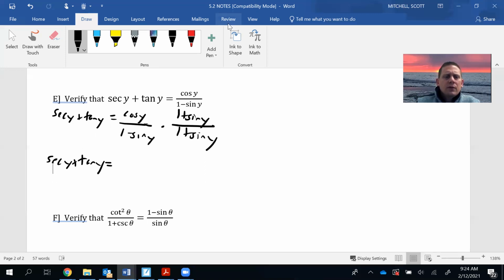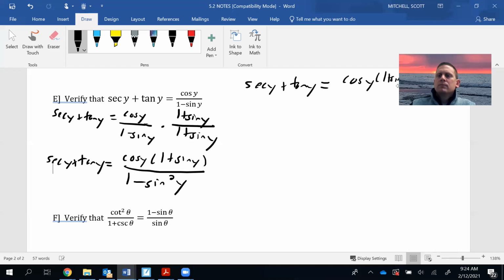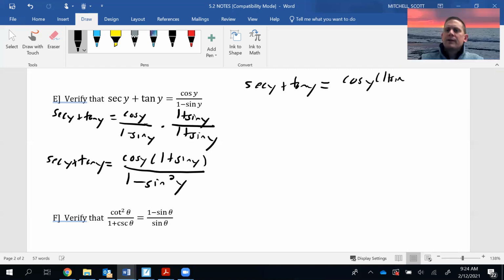So what I'm going to do, I'm going to not multiply the top out until I know I need to. I am going to multiply the bottom out because I'm going to get 1 minus sine squared. Again, when you're multiplying conjugate pairs, the inner and outer terms cancel. So recopying the left, not going to touch the top yet. So that's 1 plus sine of y.